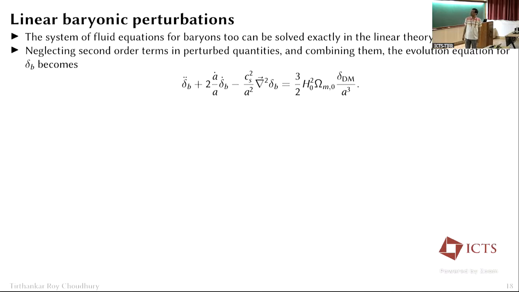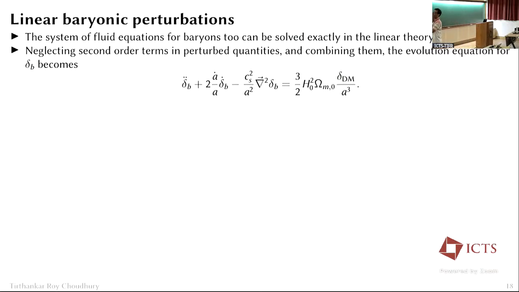So, nevertheless, let's go ahead and try to solve this equation. Try to at least write down the equation. What you can do is, just like we did for the dark matter, you can try to eliminate all the other variables like velocity and potential and write an equation for delta, the delta of baryons.